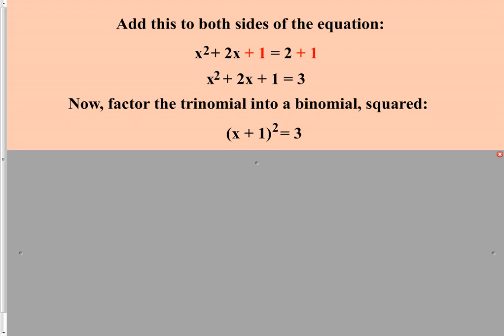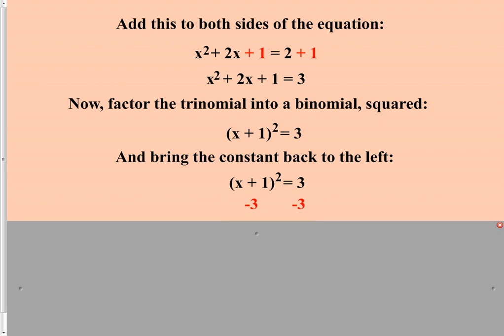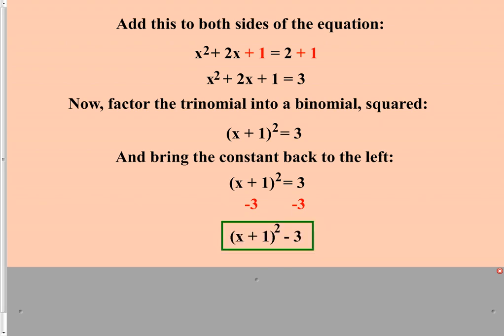Now the only thing left for us to do is, you know what, this equal sign was not part of the deal to begin with, so we need to move everything back to the other side of the equal sign. So I'm going to subtract that 3 back over to the left, and there is our factorization. The original problem, x squared plus 2x minus 2, factors into the quantity x plus 1 squared minus 3.